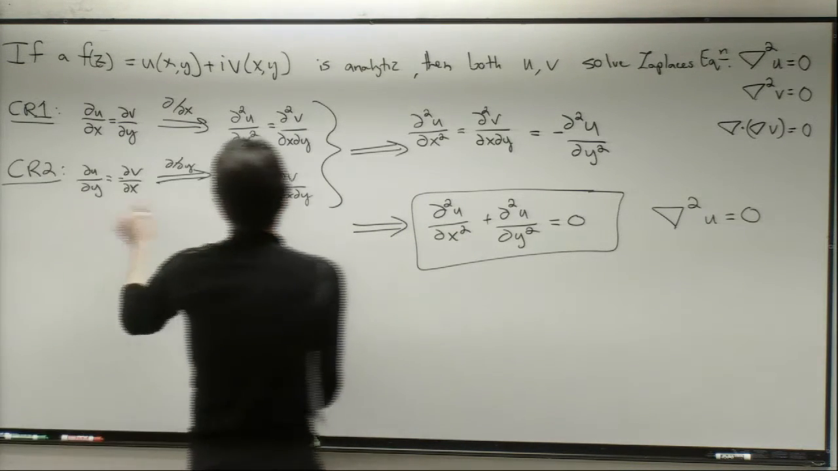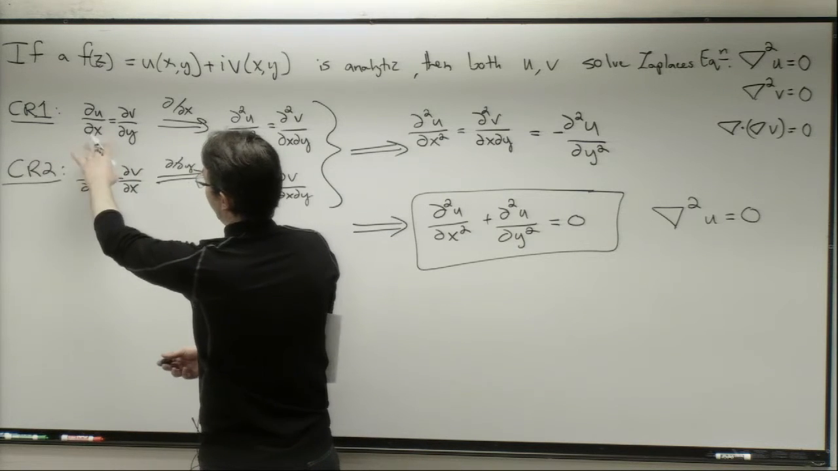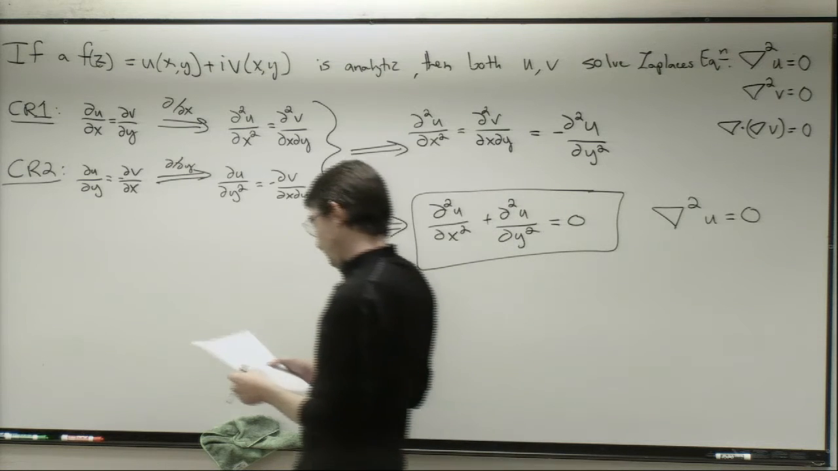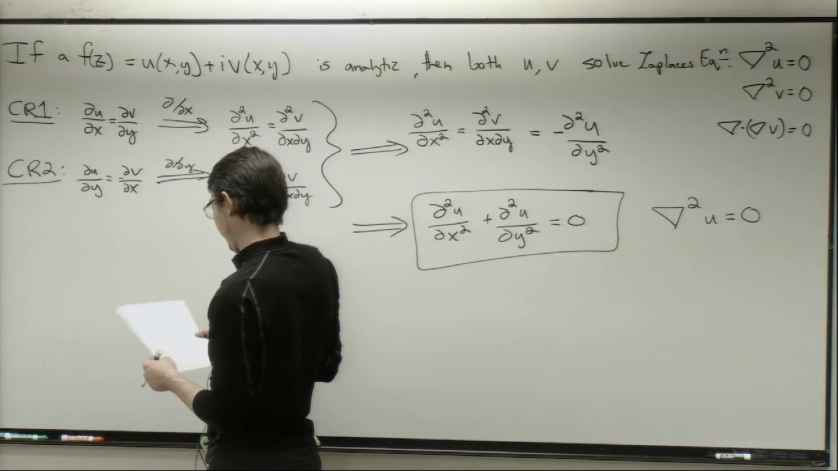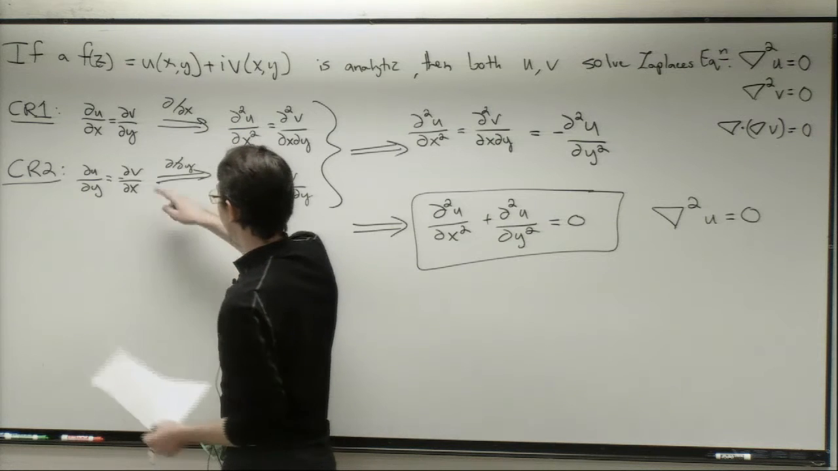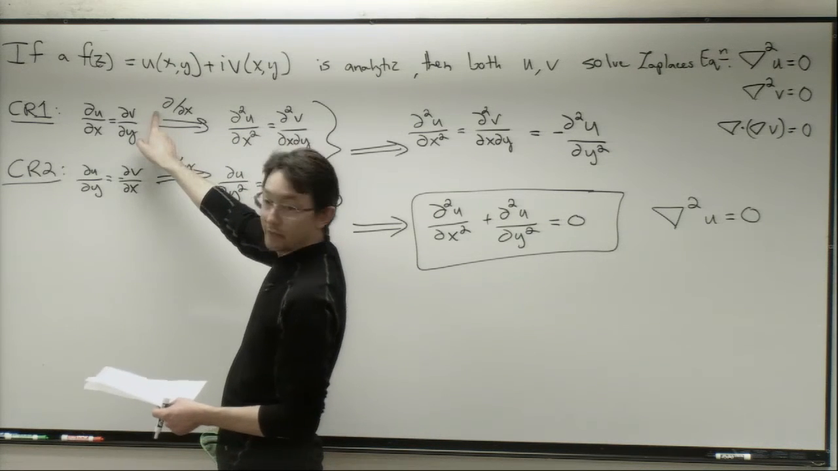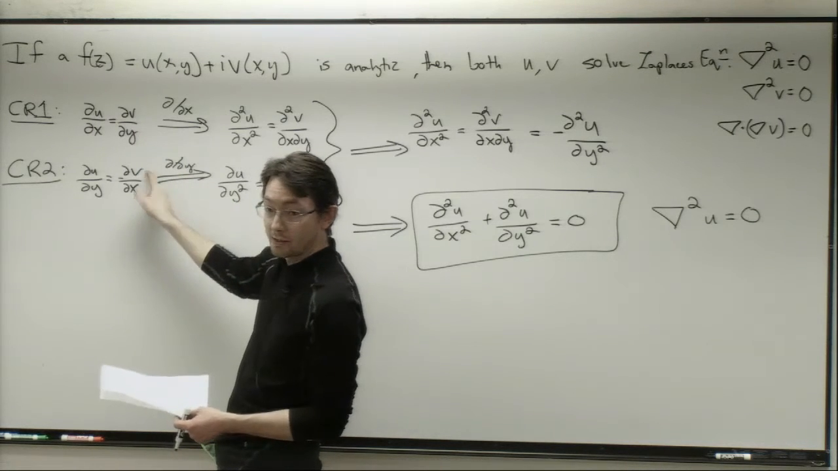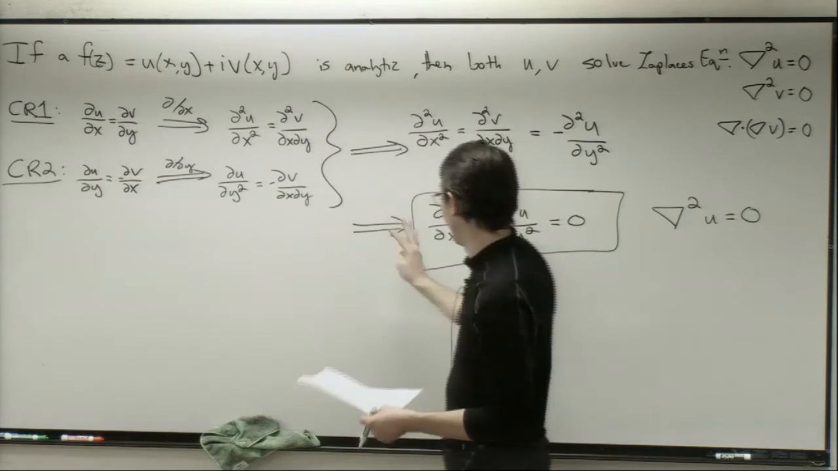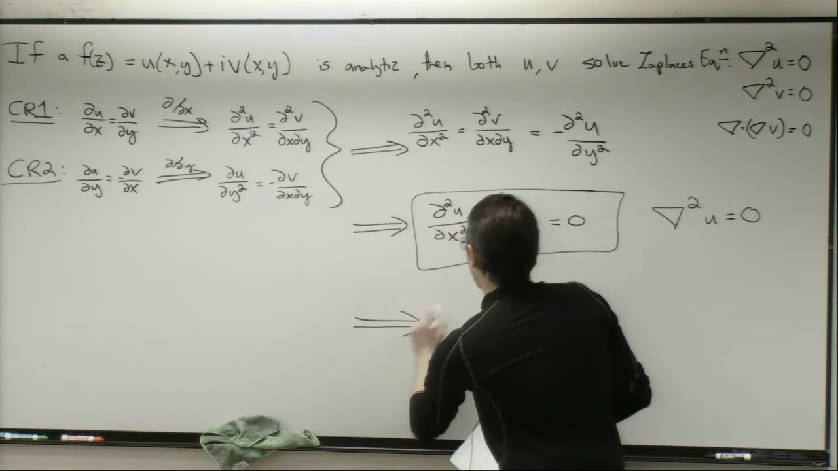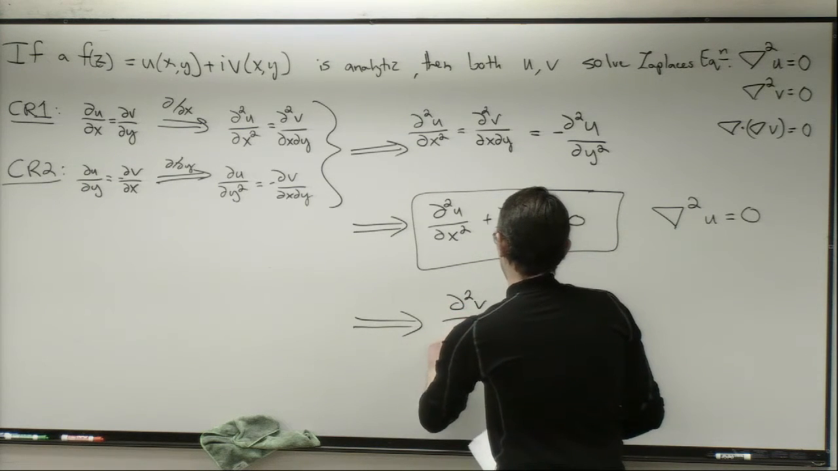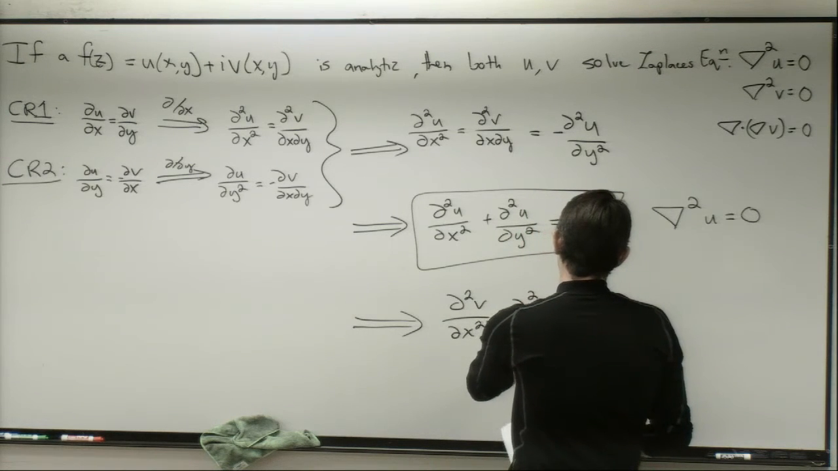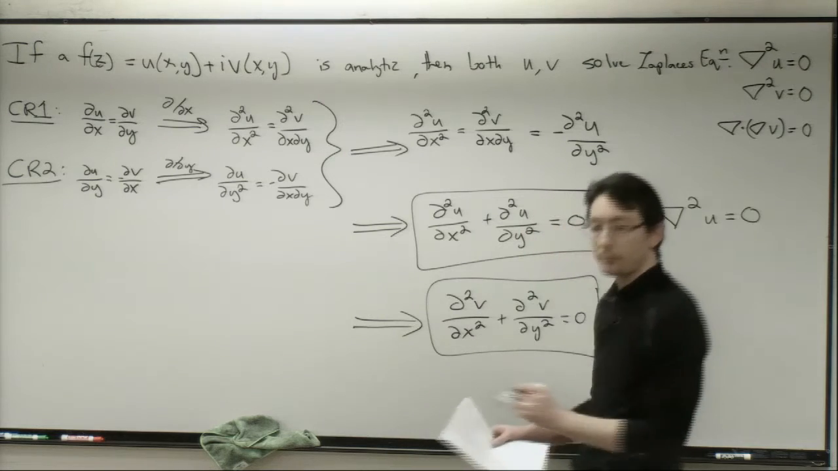You also can do the exact same thing starting with the second. You can just take the other partial. So you could take the partial of this Cauchy-Riemann 1 with respect to y and the Cauchy-Riemann partial with respect to x, and you can add up those terms and you can get the other Laplacian, which is partial squared v partial x squared plus partial squared v partial y squared equals 0. This also has to be true.